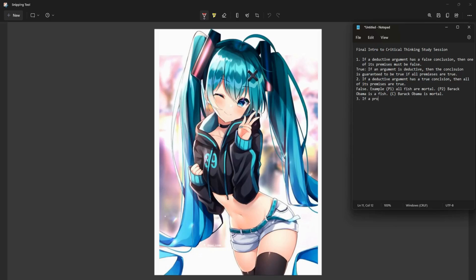If a probabilistic argument has a false conclusion, then one of its premises must be false. The answer to this one is false as well. Why? Here's an example.